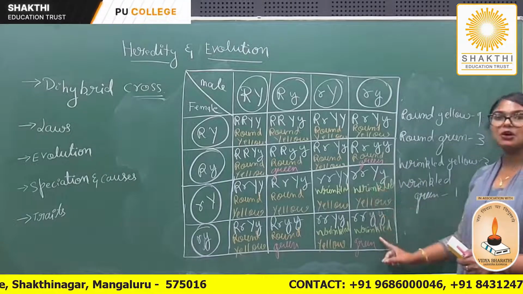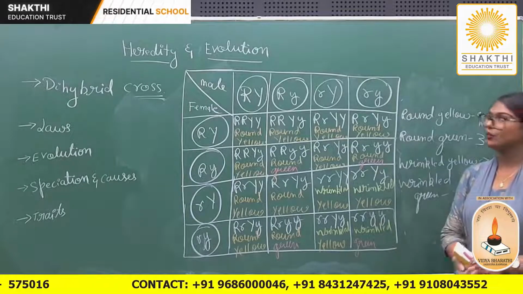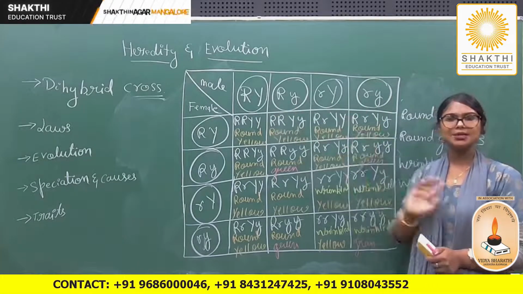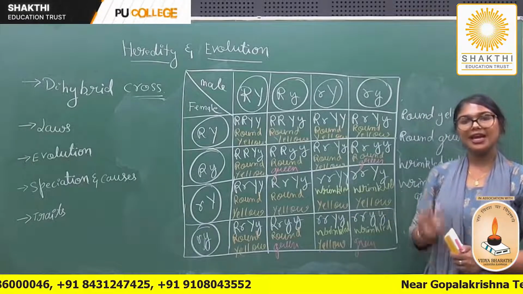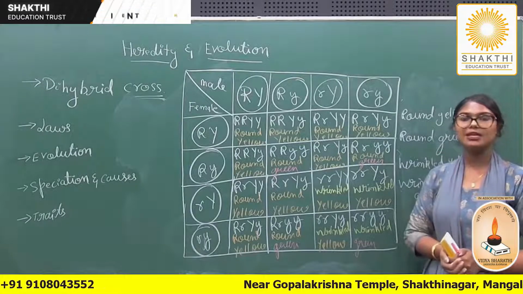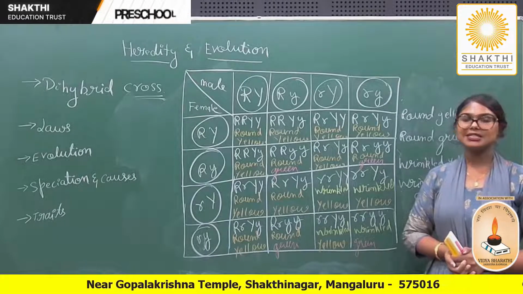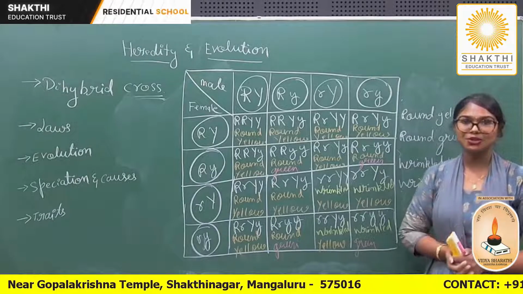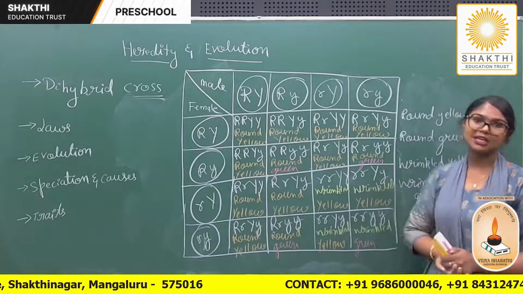If you have done the cross properly, however you do it, you will always get this ratio. If you interchange the gametes, no worries. You simply write down the table, fill everything. At the end, you just count. If you have round yellow 9, wrinkled green 1, round green and wrinkled yellow 3, then you are good to go. Your table is absolutely right, your ratio is perfect, and you have the dihybrid cross.